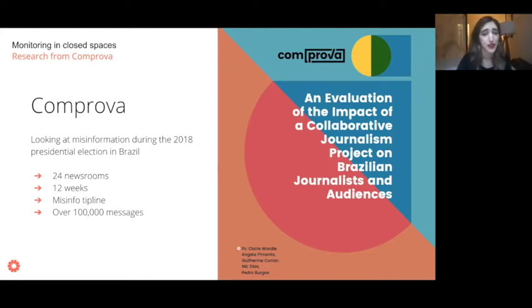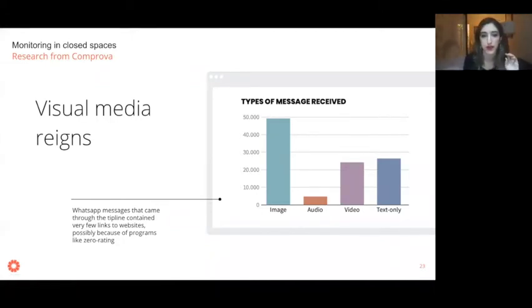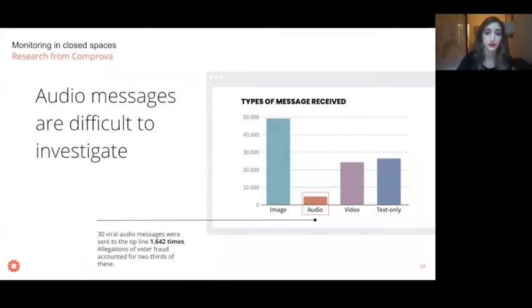And we learned a lot about how misinformation was circulating on WhatsApp in Brazil in the lead up to that election. One of the things that we learned, which we talked about before, is that visual media still reigns when it comes to misinformation. We talked about this in one of our first sessions, but so much misinformation that we see, including vaccine misinformation, is visual. And you can see from this graph, nearly 50,000 of the messages we received on our Brazilian WhatsApp tip line were images. There were also audio messages as well.